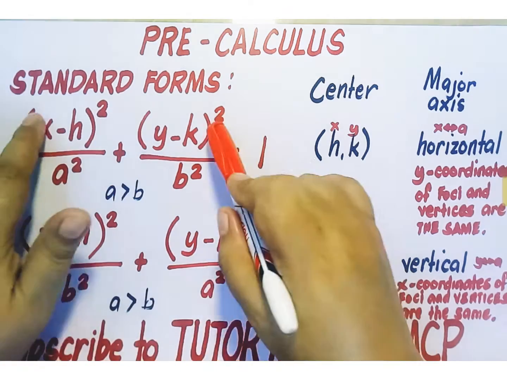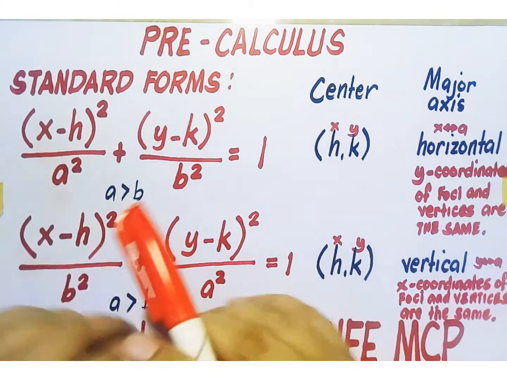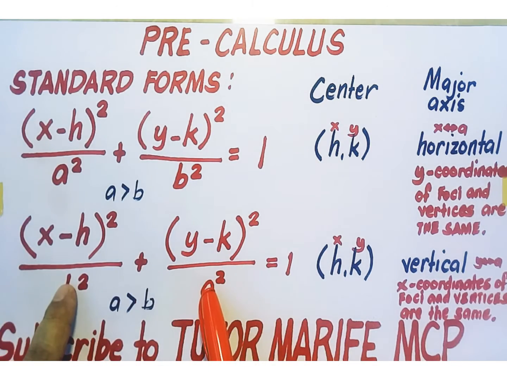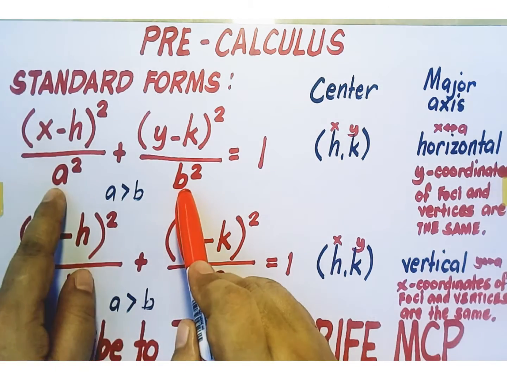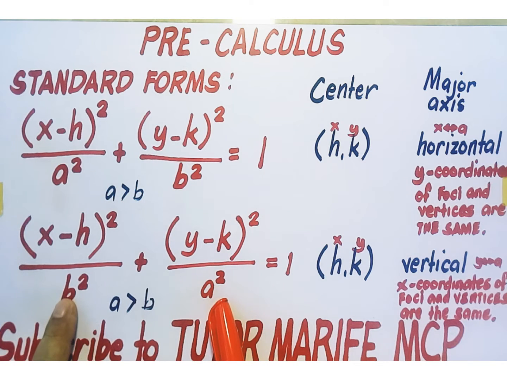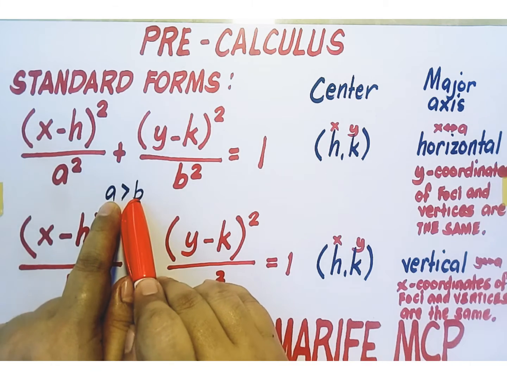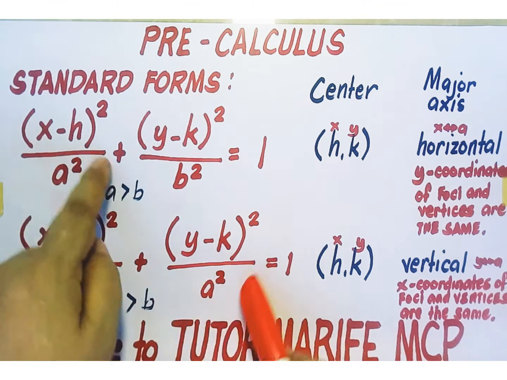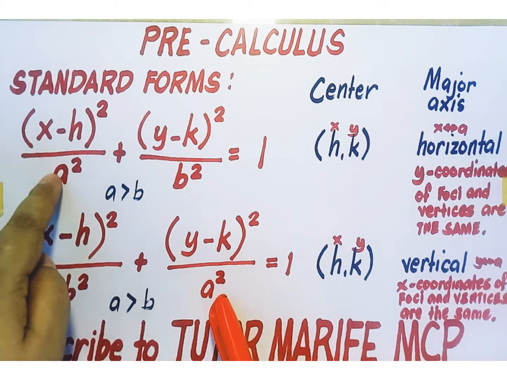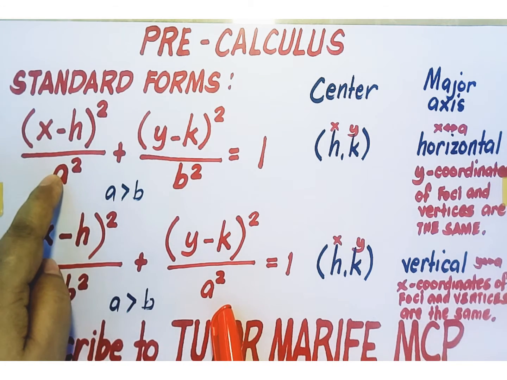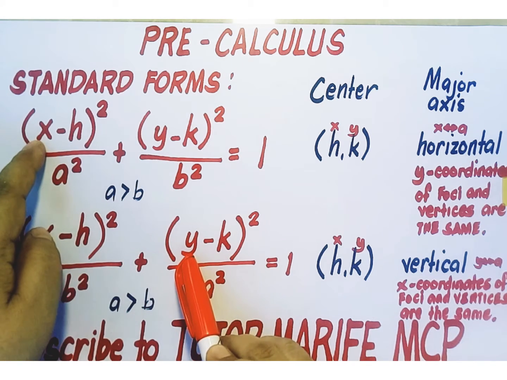Let's observe the difference between the two standard forms of the equation of an ellipse. Look at the denominators. The difference is in the positions of a² and b². a is always greater than b. Therefore, a² represents the larger denominator. The larger denominator, or a², is always placed under the variable related to the major axis of an ellipse.